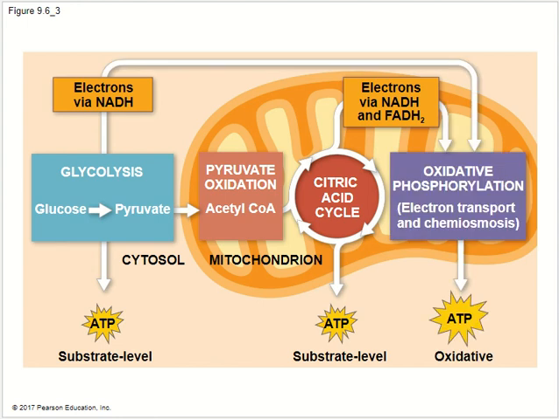And then oxidative phosphorylation, the electron transport chain and chemiosmosis, produces a large amount of adenosine triphosphate from released electrons made available through NADH and FADH2.